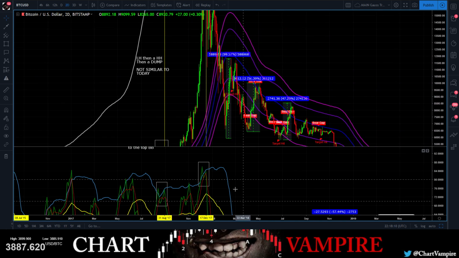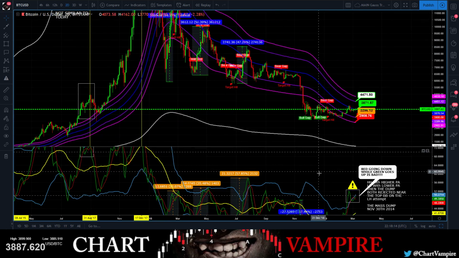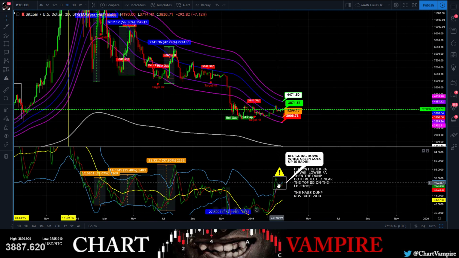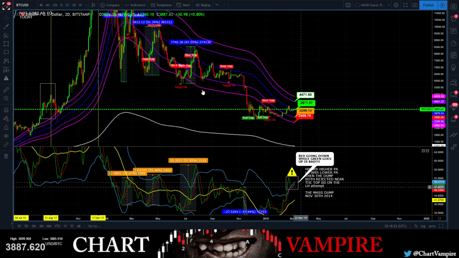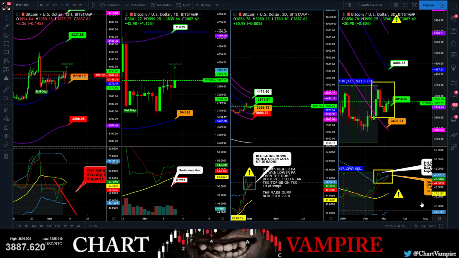You can't even go wee up there, right? That's a hell of a shot. And that was Lambo time for your grandma. And then here we have lower with a lower price action. So just like we had back then, 2014 and 2015, pull that baby back.